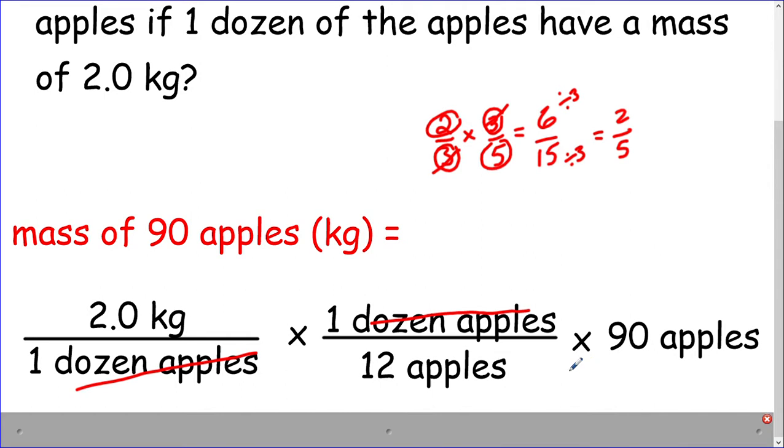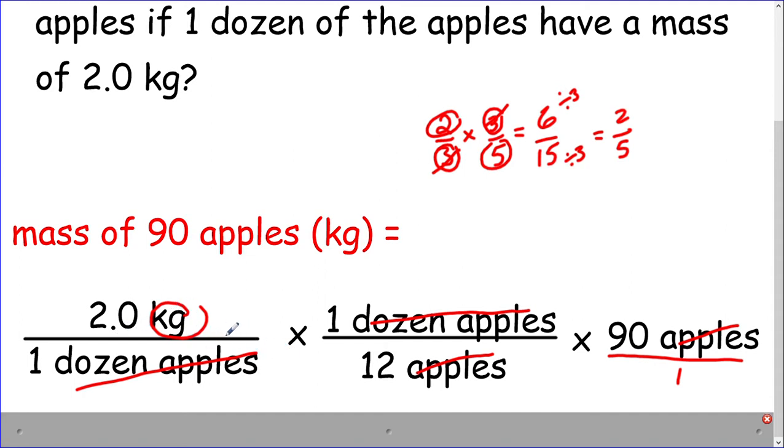But I'm multiplying it by 90 apples, because that's how much I wanted to know. So my apples units are actually going to cancel out as well, and the only thing left over is kilograms, which is what I'm trying to solve for. So whenever there's not a number written in a fraction sense, like this is 90 apples, this is really just over 1. And so we treat this the same way when we multiply fractions.